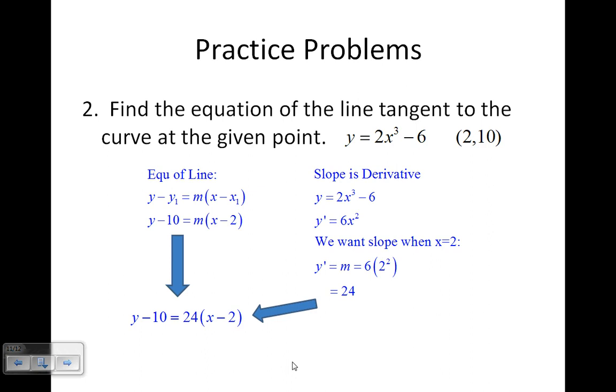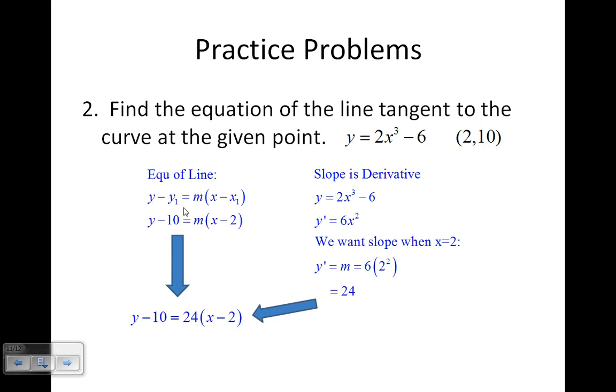The second one, find the equation of the line that's tangent to the curve at the point. Well, this time I'm thinking, okay, there was that example where the point was not on the curve, and I know I've done these problems in the past where the point is on the curve, so which one is it? I take 2, I plug it in for x, and I see, do I really get 10? In other words, is this point on my curve? So 2 cubed is 8 times 2, 16, minus 6 is 10. So (2, 10) is in fact on this curve. So this is my point of tangency.